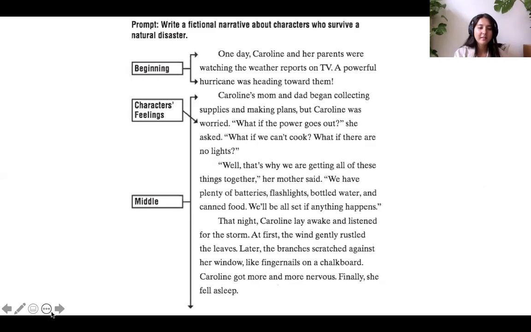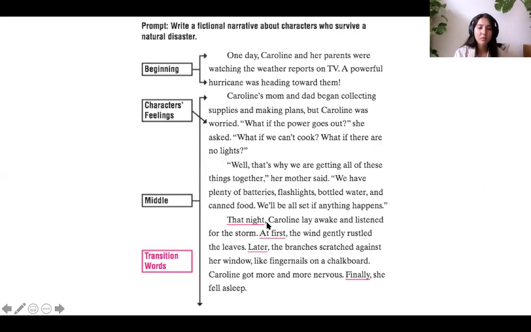If you'll notice here in the middle, we have lots of transition words. That night, at first, later, and finally. In the middle, that's when we're going to be using the majority of our transition words to help the reader understand in which sequence our events happened. So far we've got a great beginning. We've got lots of characters' feelings which are engaging me in the story. Because Caroline is so worried about this, I want to keep reading to find out what happens because I'm feeling a little worried too. Then, in the middle, we're reaching towards that climax.